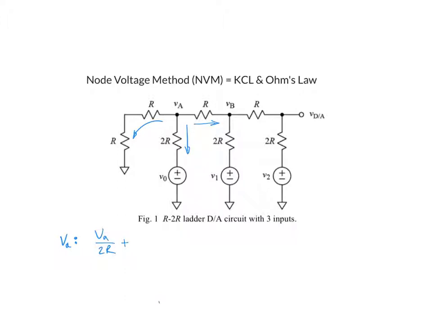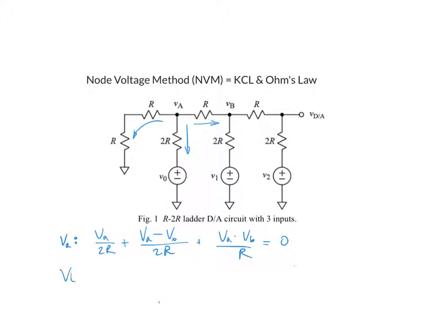So we're summing the currents. We're assuming all of the currents going out are positive. So this is VA minus V0 over 2R, because the voltage here minus the voltage here, of course we're talking about voltages with respect to ground. Then this other current is VA minus VB divided by R. Sum of all the currents is 0.